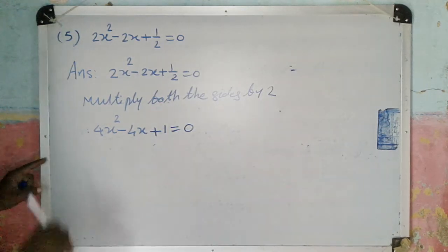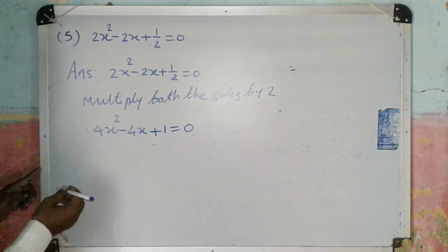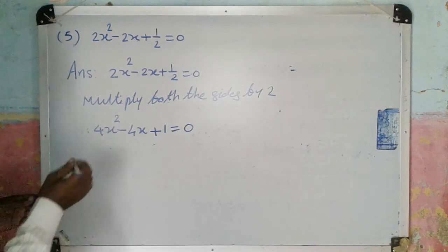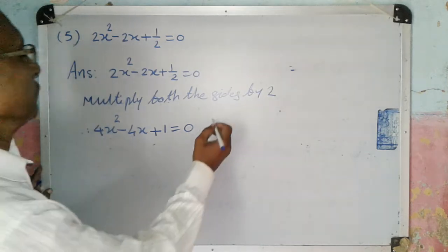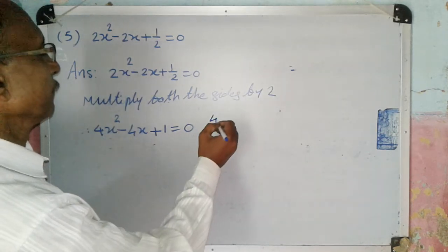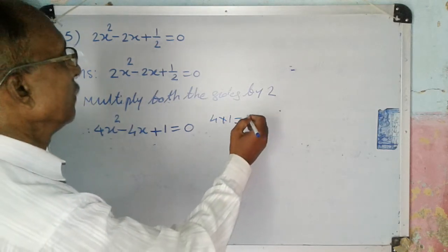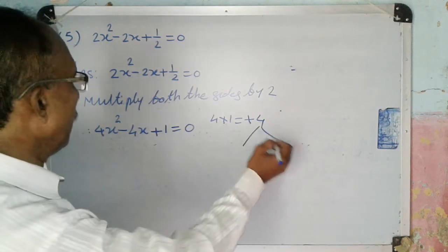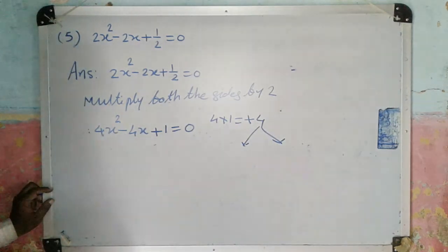Now this is the standard form. Now here the coefficient of the quadratic term is other than 1. So it is 4. So we will multiply 4 and the last term. That means 4 into 1 we get plus 4. Now we have to find the factors of plus 4 such that their sum is minus 4.